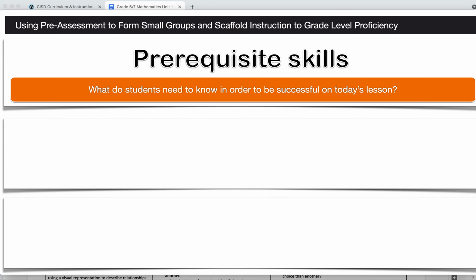What are those prerequisite skills that if the students don't understand and are not able to do, there will be a barrier to learning today's content? What are those prerequisite skills that if the students have mastered, can demonstrate understanding, they will be set up for success for today's learning experience?